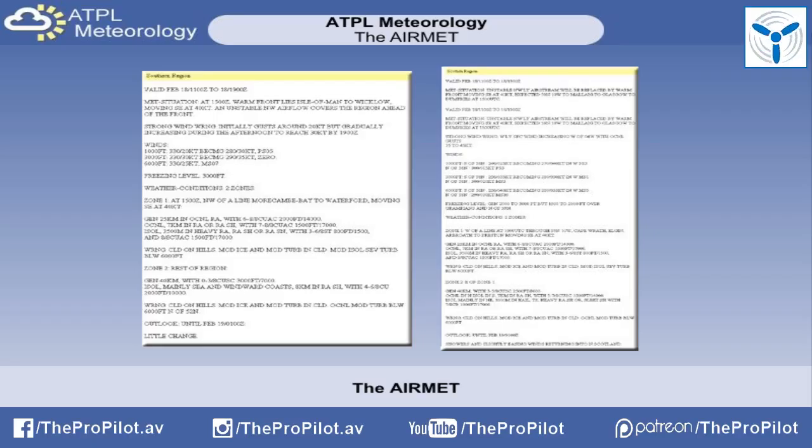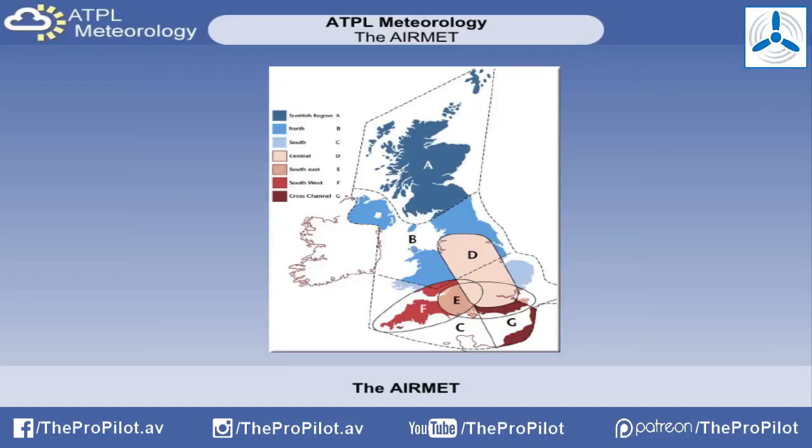The AirMet is a concise forecast designed for low-level aviation using abbreviated plain language. It is applicable for aircraft normally operating to flight level 100, but in some mountainous regions this is extended to flight level 150. The format of AirMets does vary from country to country, but many common elements are found in them all. In the UK, AirMets are produced for 8 different geographical areas.